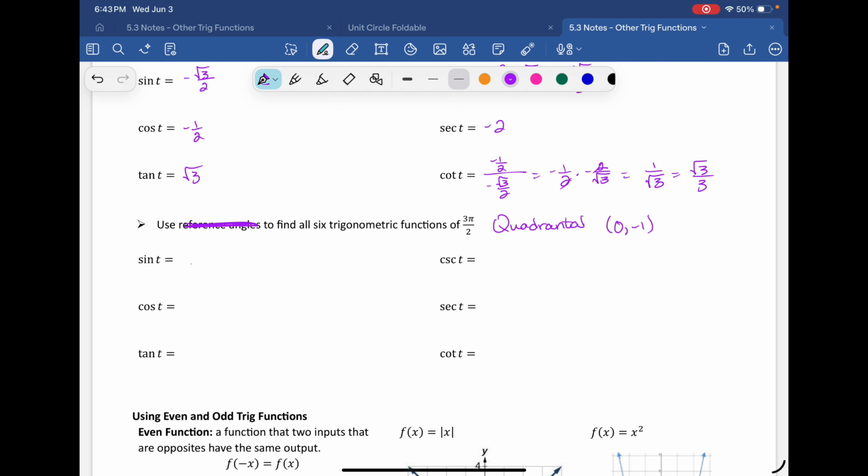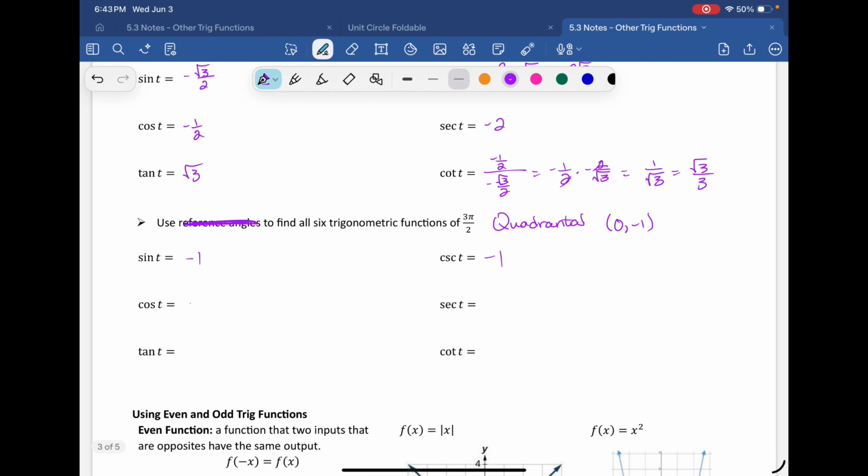Sine is the y coordinate. Reciprocal of sine would be cosecant. Cosine is the x coordinate. Reciprocal of 0, okay, this is going to be undefined. Tangent is y over x, it's negative 1 over 0, that's undefined. Reciprocal of undefined, 0.